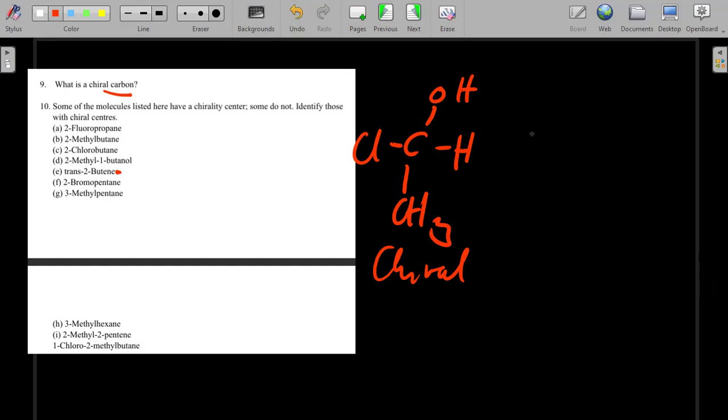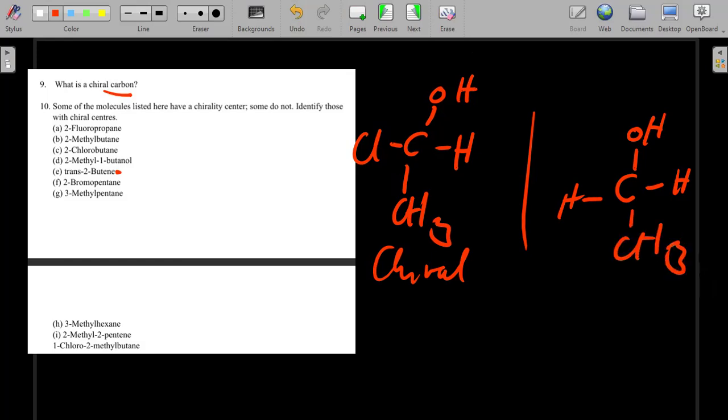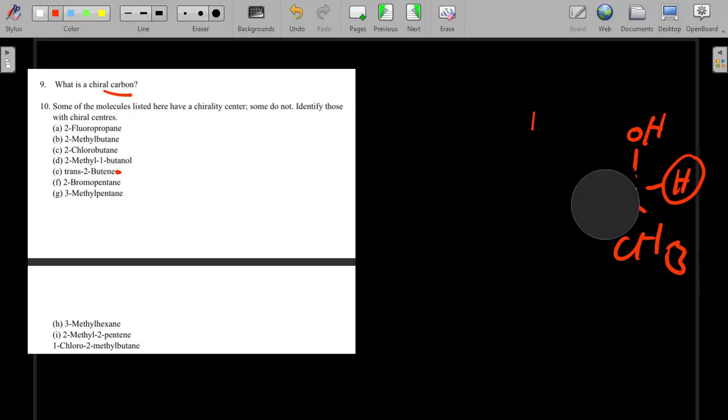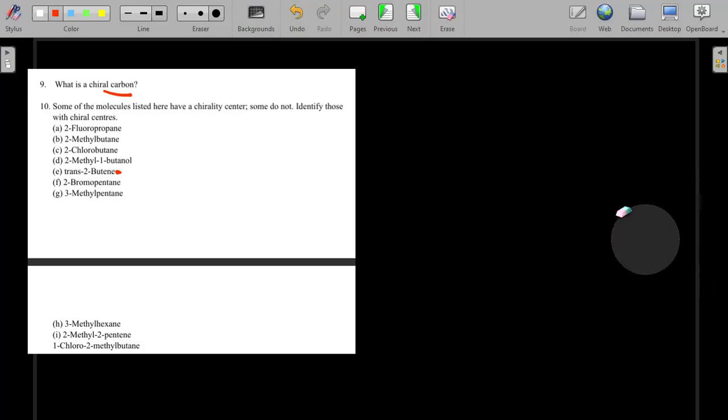But let's say you have a carbon which is attached to hydrogen, also attached to hydrogen, then attached to OH, then attached to a methyl. You can clearly see you have only 3 different groups or atoms attached to this carbon, because this hydrogen and this hydrogen are the same. So this carbon is not a chiral carbon. Now we can go to part 10, which says some of the molecules listed here have a chiral center, some do not. So identify those with chiral centers.